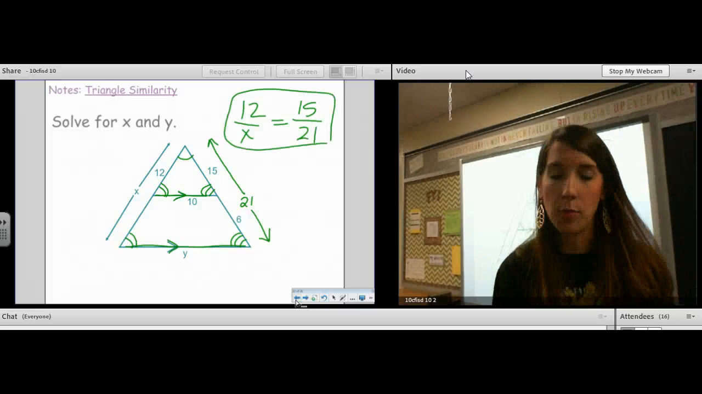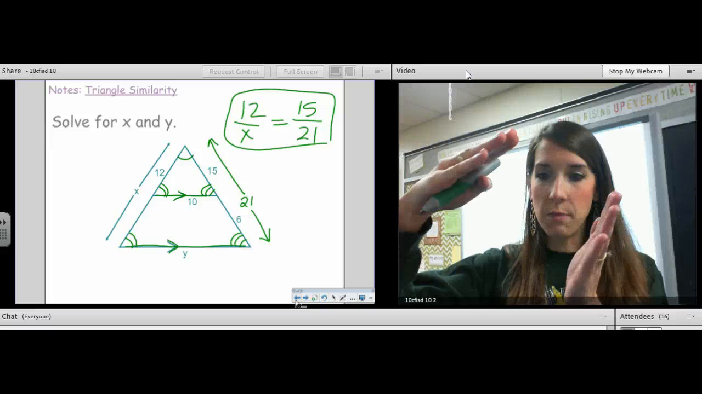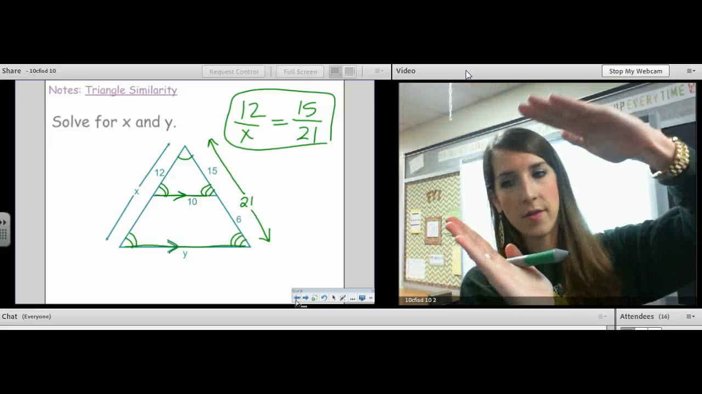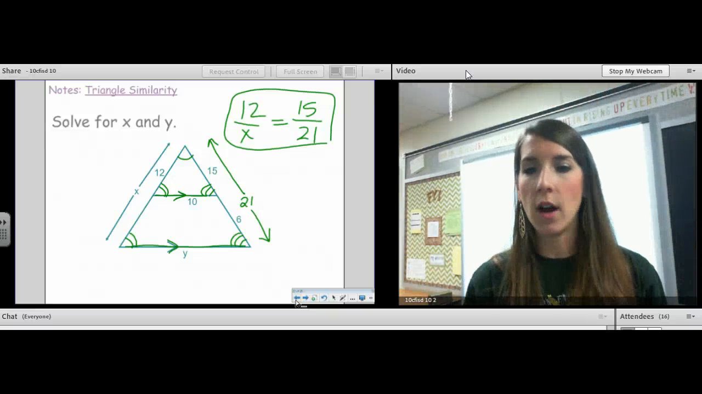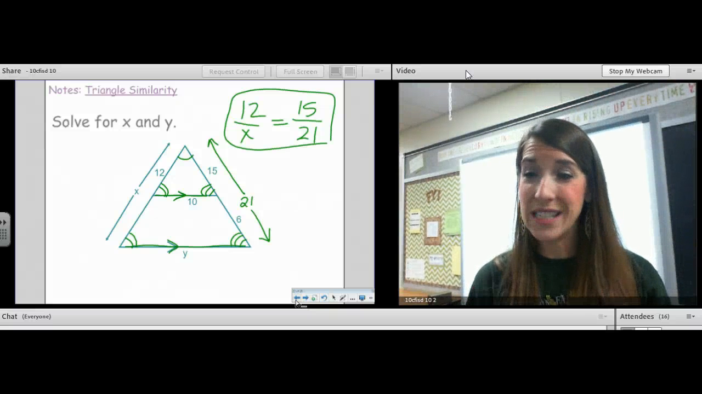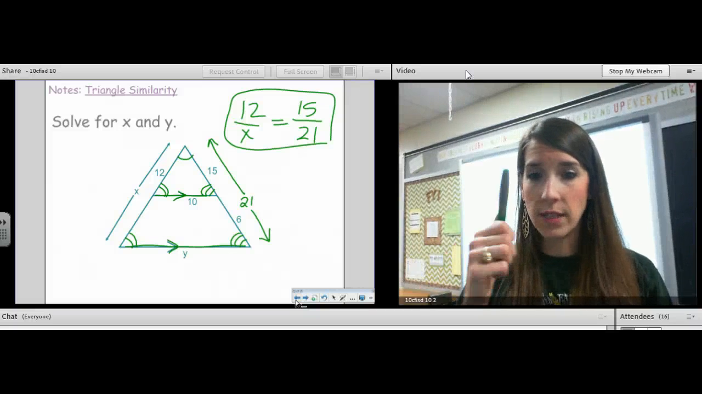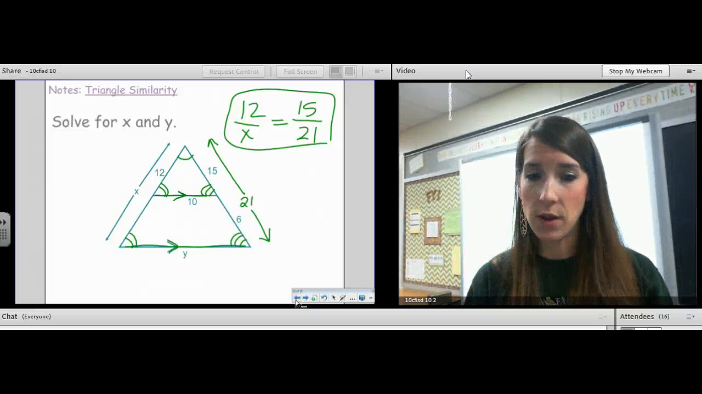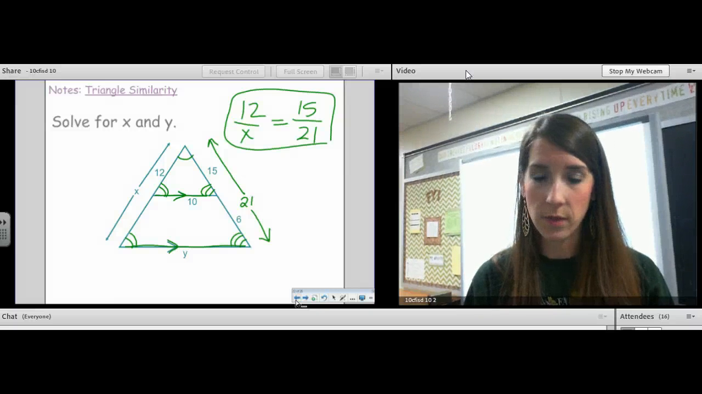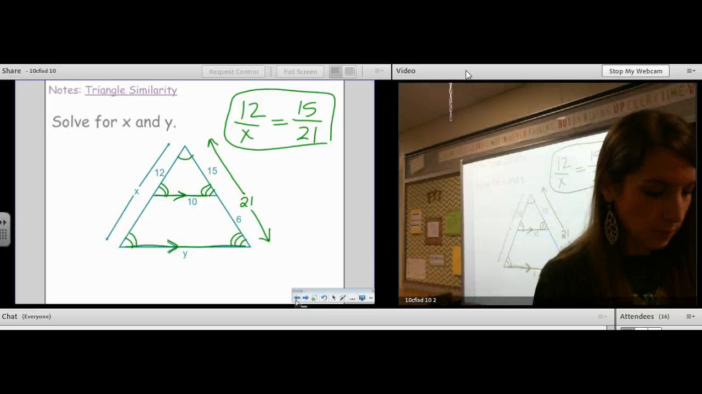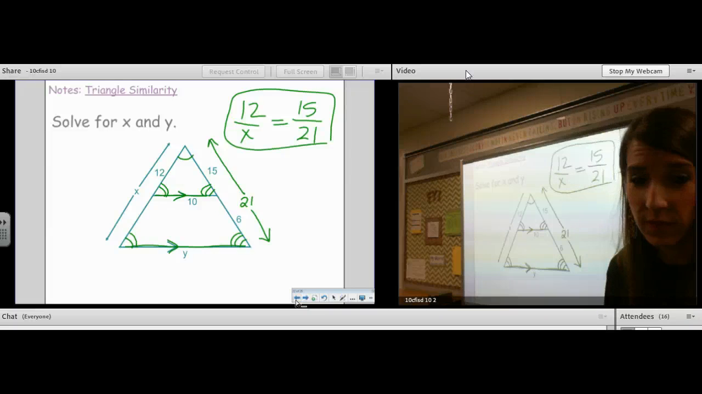This is really important. I'm putting the side of the small triangle over the side of the large triangle, and then the side of the small triangle over the side of the large triangle. I did not use 6 in my proportion. 12 is to x as 15 is to 21. Very important. Okay, 12 times 21 divided by 15. 16.8. Can you confirm that?